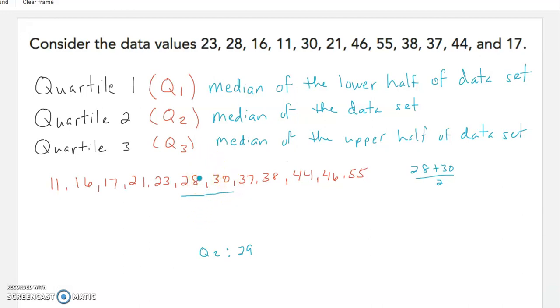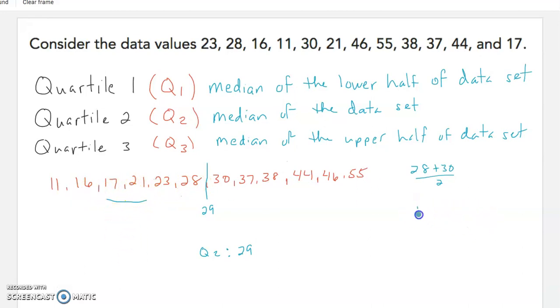I think where it gets tricky is when you have decimals. Anyway, so the median, or Q2, is right here. It's 29. Okay. Now, to find Q1, we take this lower half, not including this 29, and we find the median. So since there's 6 numbers here, there's going to be 2 numbers that are right in the middle, 17 and 21.